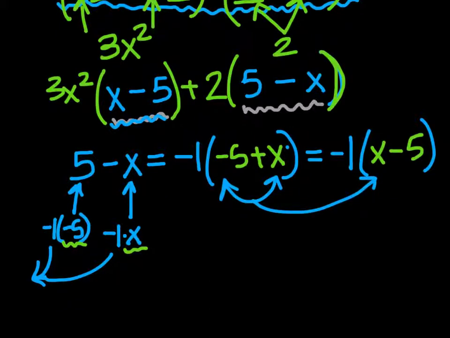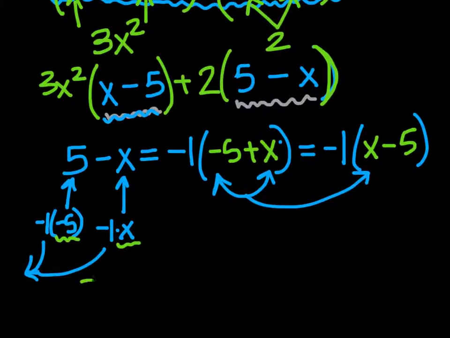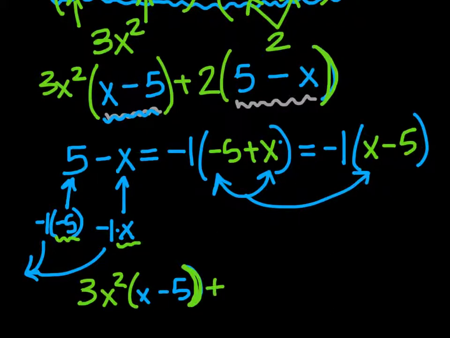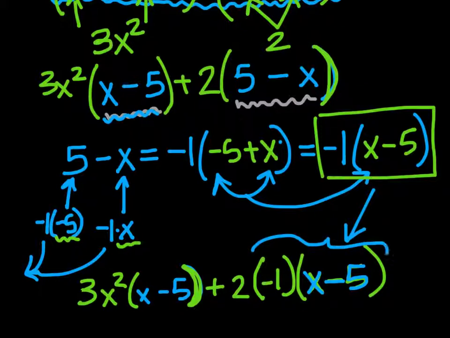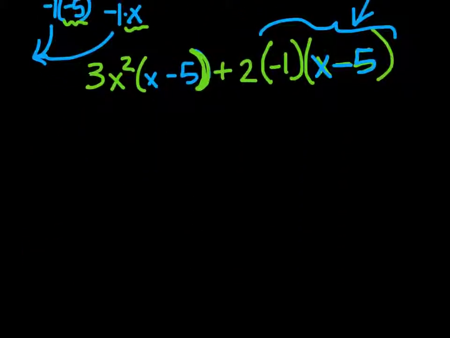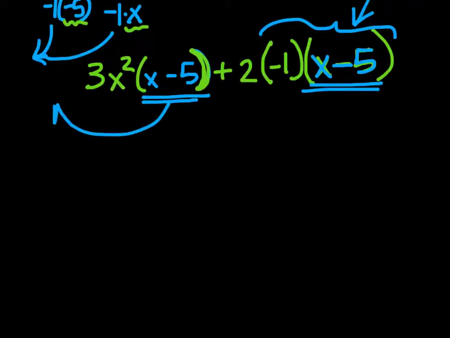So we now have the situation where we have 3x squared times x minus 5, plus 2, and instead of saying 5 minus x, I'm going to say times negative 1 times x minus 5. Okay, so I'm putting this whole thing in for 5 minus x. So looking at that, we can now solve this. We can actually do the moving around of terms. So we have our greatest common factor of x minus 5.